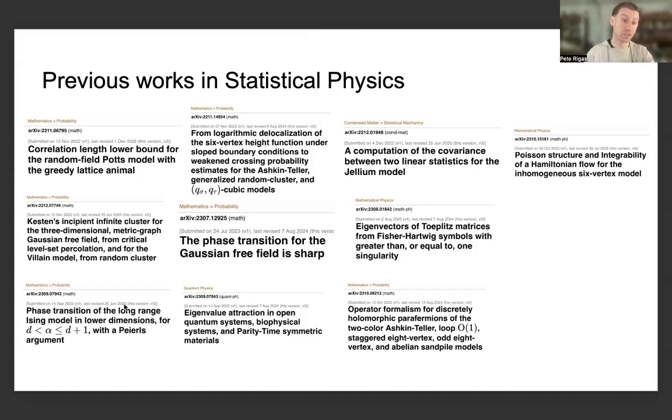And then there are even other types of works from statistical physics on this slide, which are relating to parafermionic observables and other discretely holomorphic observables, which is ultimately underlined by the Cauchy-Riemann equations, as well as eigenvectors of Toeplitz matrices, eigenvalue attraction, and phase transitions with the Seminole-Pauwels argument.